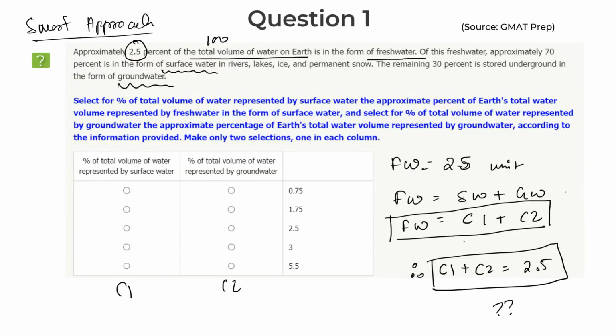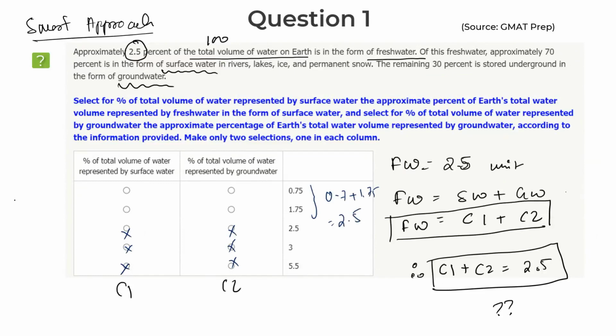So as soon as you understand this, as soon as you are able to decipher this, all of these options go out of the picture. You see, all of these options go out of the picture. The answer cannot be this. Not one of C1 or C2 can be 2.5 or greater than that, right? It is not possible. Now the choice is between these two, and as I can see, 0.7 plus 1.75 actually does give me 2.5.